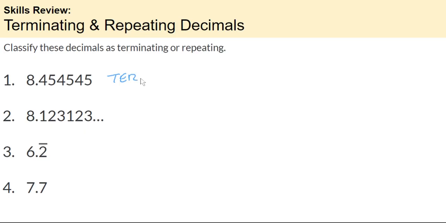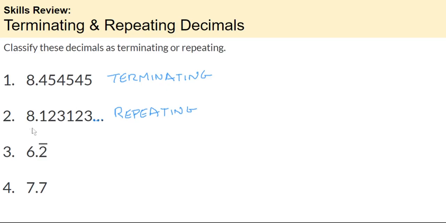I know it looks like it's repeating, right, because it's got the 454545, but it's not. What about question two? 8.123123 dot dot dot. That is repeating. Look at the difference between number one and number two. Number two has dot dot dot. If you see those dots, that's a sign that it's going to keep going on forever.